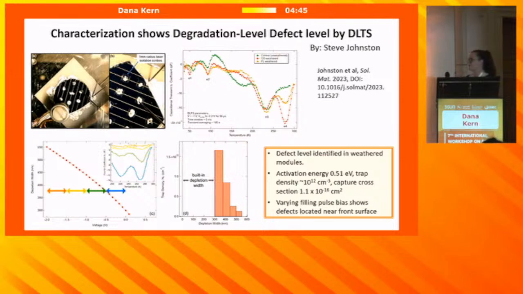By varying the voltage of his filling pulse, he could change the voltage-induced depletion width and get deeper or closer to the surface of the cell to probe the defect density. And he found a greater trap density closer to the surface, and the trap density decreased as he went away from the surface. In this case, I'll note that the junction is on the front side of the cell, and this type of manufacturer had better stability for their modules when the junction was moved to the rear side of the cell.